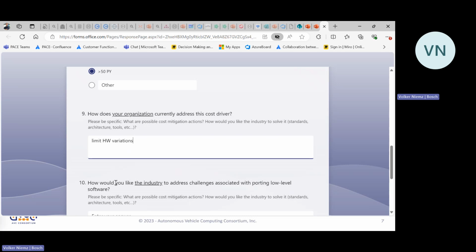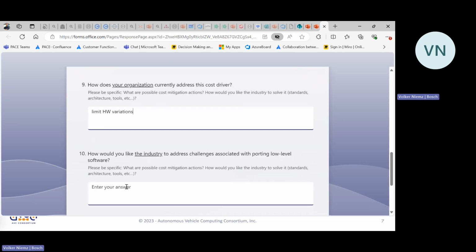I guess the question would be then, number 10: how would you like the industry to address challenges associated with low-level software? I mean, modularity of software is very critical. The feature on-off approach is very important, and that falls back into the modular approach, right? Then the other one is, there's one thing, this redundancy, this ASIL, FUSA and all.